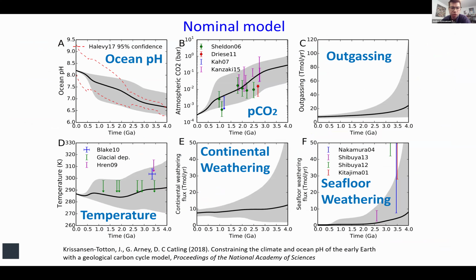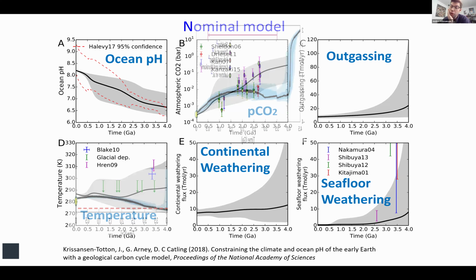If I take those figures and overplot them on top of the nominal model I showed you earlier, you can see it is sort of skirting the lower bounds of our confidence intervals on Earth's climate evolution, but it does tell a somewhat different story about what Archean climate would be like.